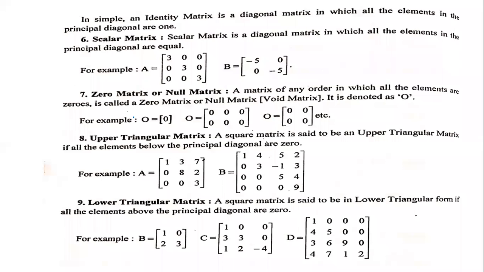Okay, now identity matrix has one more definition. You can just go through it.